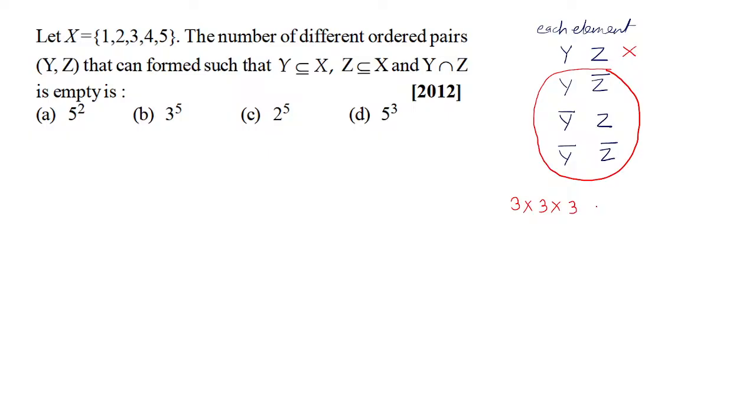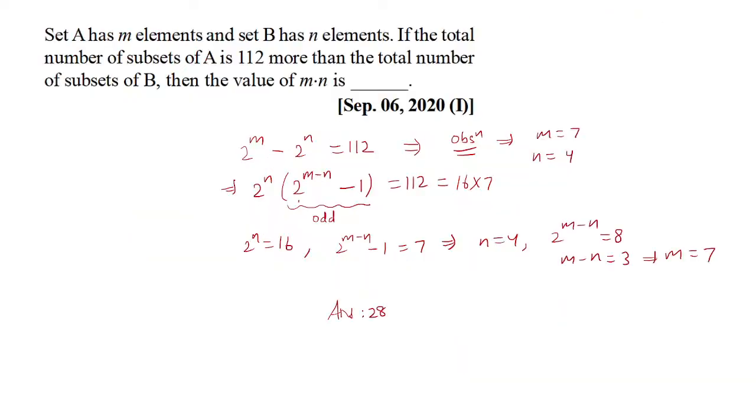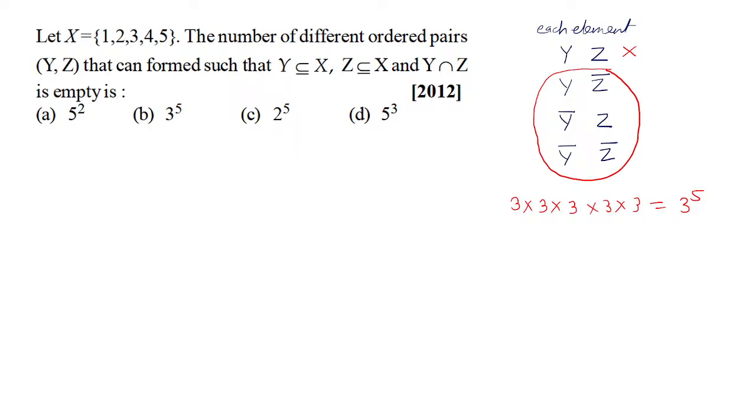So what will be the total number of ordered pairs Y comma Z? It will be 3 multiplied 5 times, which is 3 to the power 5. Why? Because each element of this set X would have these 3 options only. No element can be part of both the subsets Y and Z. Why? Because Y intersection Z is supposed to be empty. That means no element common between Y and Z. So that's how it is. Here in the beginning, whatever ideas we have discussed, majorly those we have used here. Let me know in case there is any doubt. So let's keep rolling.